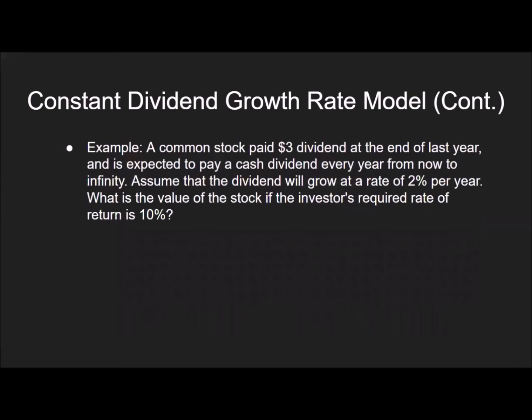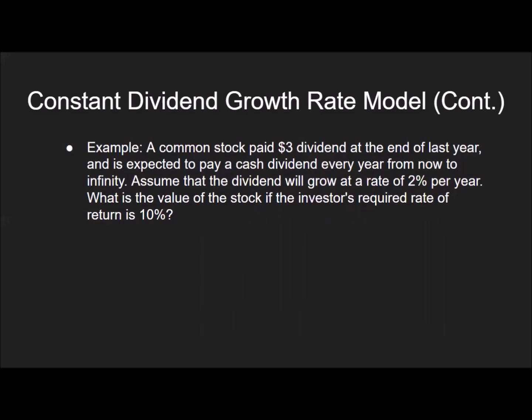Let's go through an example with the previous formula. A common stock paid a $3 dividend at the end of last year, and is expected to pay a cash dividend every year from now to infinity. Assume that the dividend will grow at a rate of 2% annually. What is the value of the stock if the investor's required rate of return is 10%?